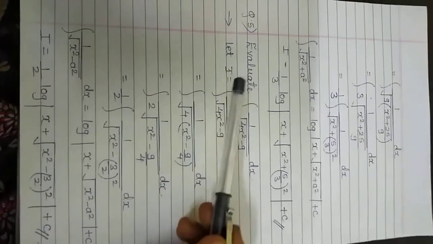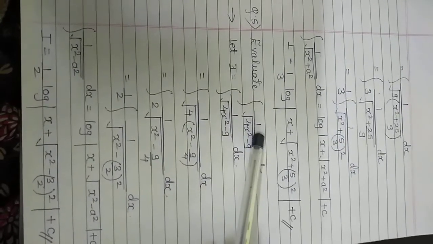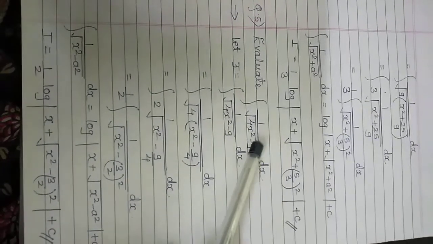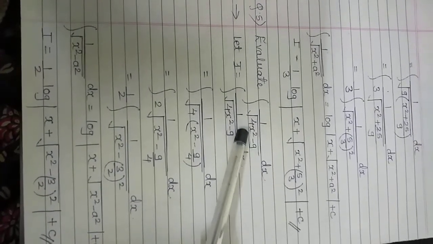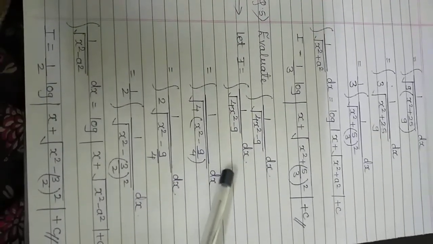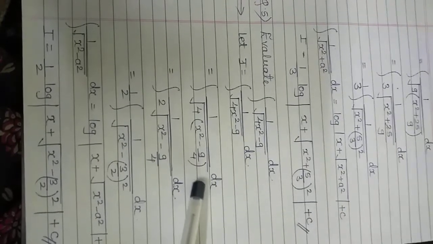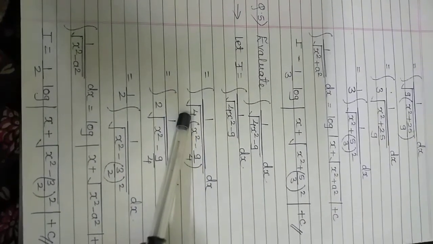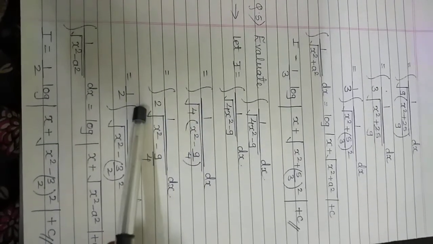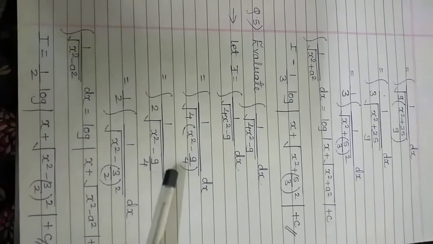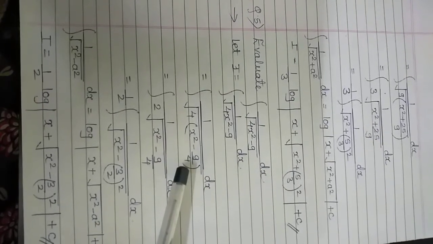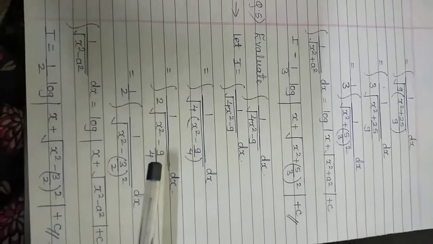Now question number 5. Evaluate integration of 1 upon under root 4x square minus 9 dx. Now here the coefficient of x square is 4. So taking 4 common inside the root, in the bracket we will get x square minus 9 by 4. Now this 4 is inside the root. If we write that outside the root, then that will become 2. And inside the root the term will be x square minus 9 by 4. Now this 9 by 4 we can write as 3 by 2 the whole square.